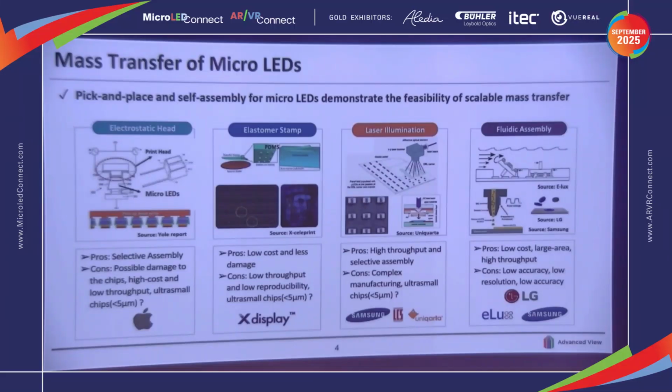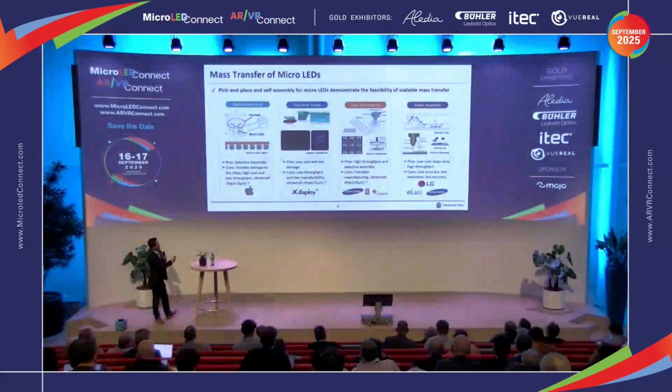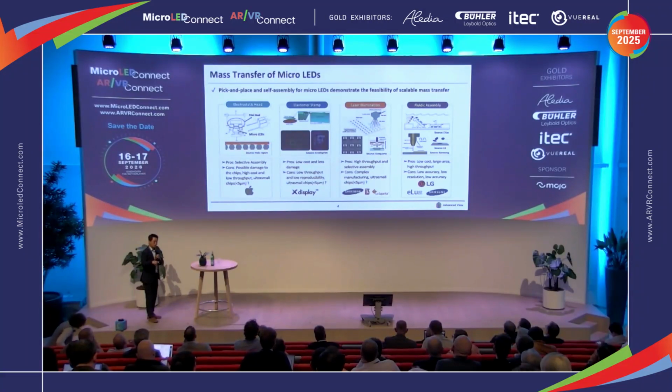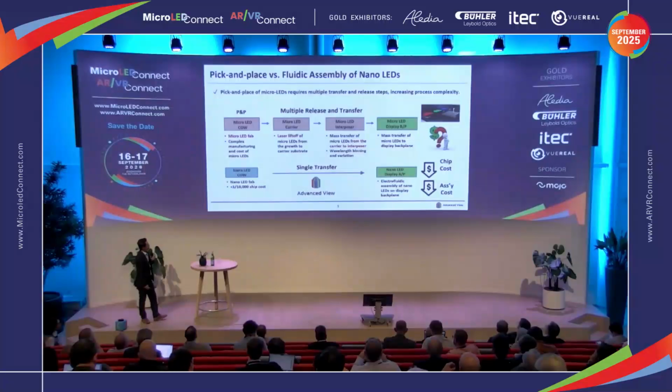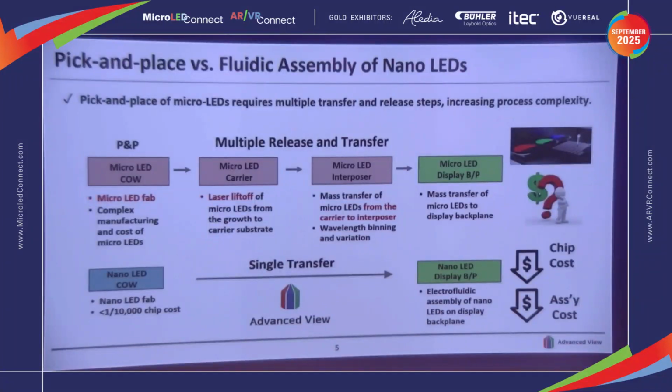The pick and place approach relies on intuitively picking up the micro-LED and transporting it to the substrate, but it needs multiple release and transfer processes. The fluidic process uses fluidic motion to assemble the micro-LEDs on the substrate, but it's not really intuitively straightforward. It has some probability of losing micro-LEDs and missing micro-LEDs on the target locations. So I'm looking at the nano-LED.